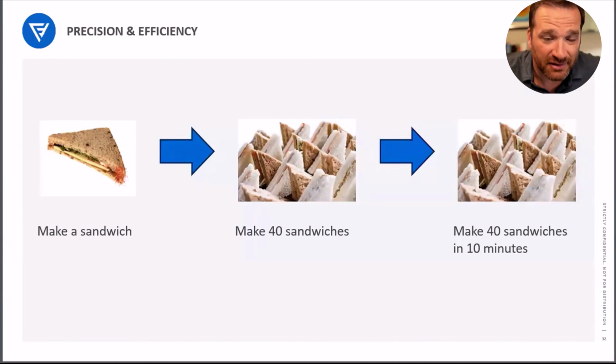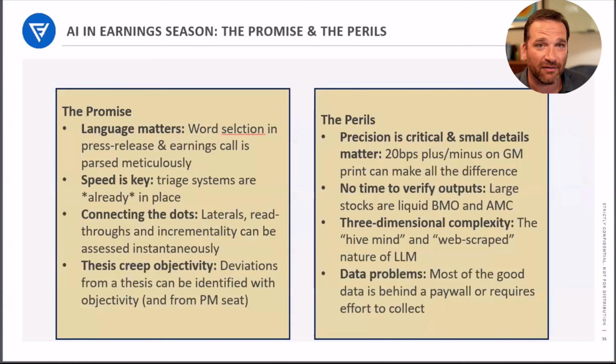Efficiency and precision are key in earnings. I could teach you how to build an earnings preview, do pre-earnings work, and I could teach you how to make a sandwich. But making 40 sandwiches at scale is a different issue. Making 40 sandwiches in 10 minutes is a completely different issue. And so a lot of the orientation towards earnings is not just doing things carefully, but doing things carefully and efficiently.